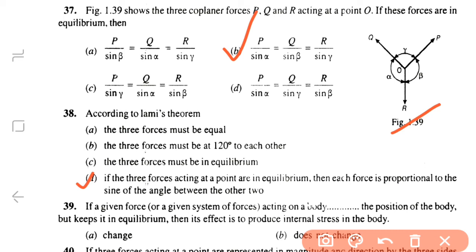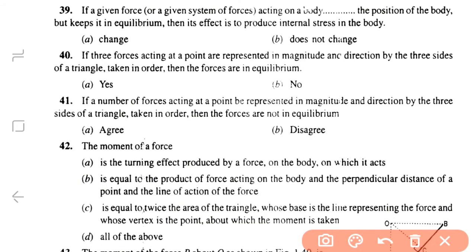Now next is friends, question number 39. If a given force or a given system of forces acting on a body does not change the position of the body but keeps it in equilibrium, then its effect is to produce internal stress in the body. Here options are change or does not change, and here correct option is option B, that is does not change.